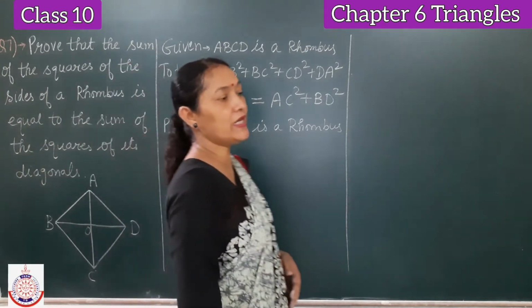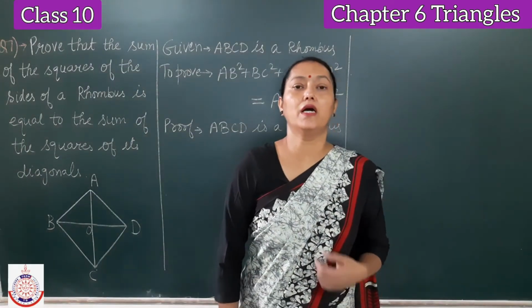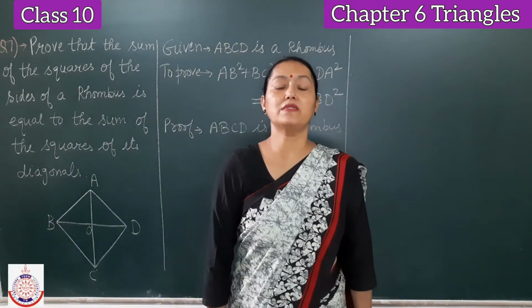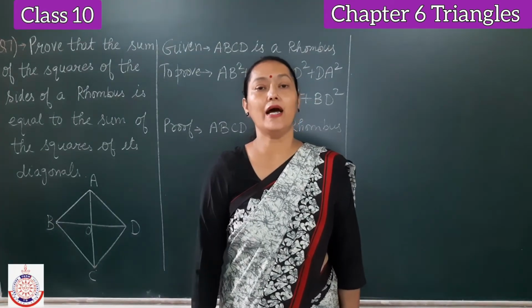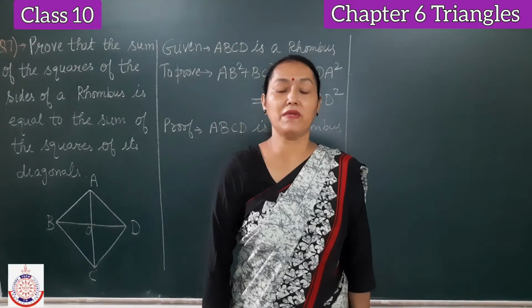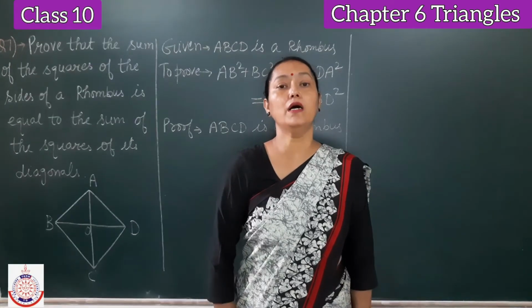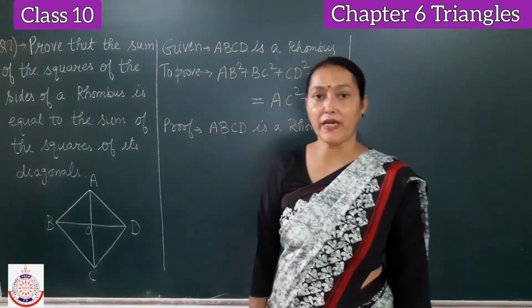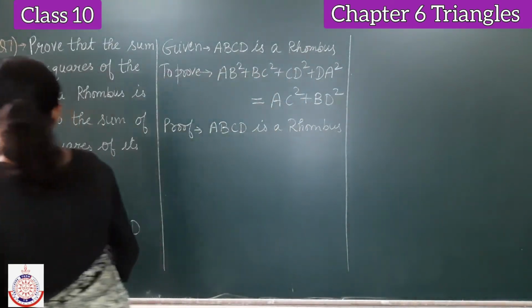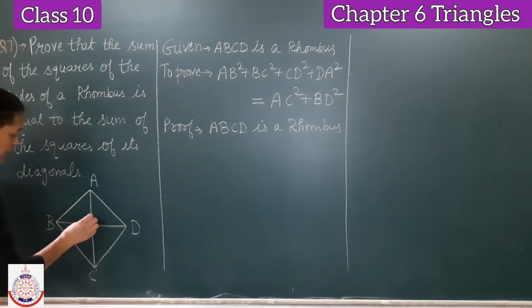The moment we say rhombus, we have learned the properties of a rhombus: in a rhombus, diagonals are perpendicular to each other and they are bisectors of each other. Means diagonals in a rhombus are perpendicular bisectors of each other. That means what we have obtained is that at this point O, each angle is of 90 degrees.